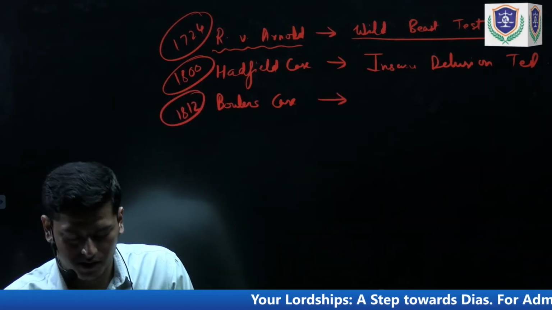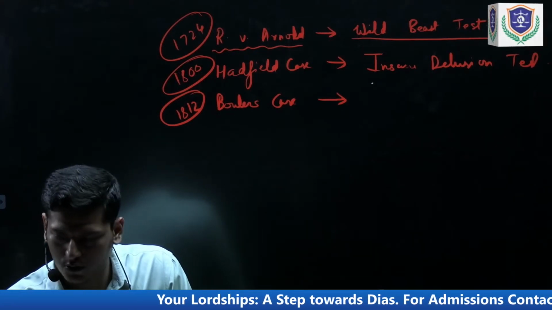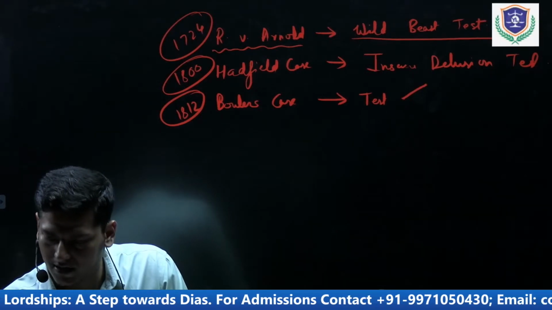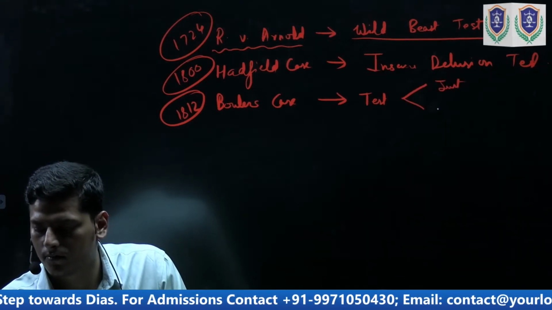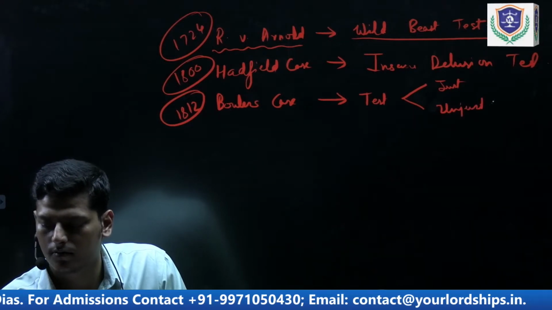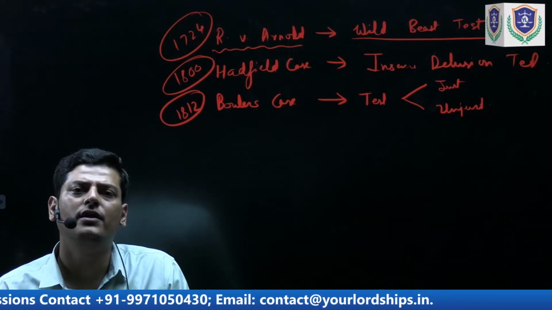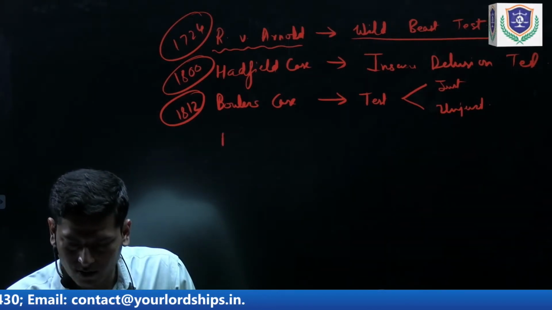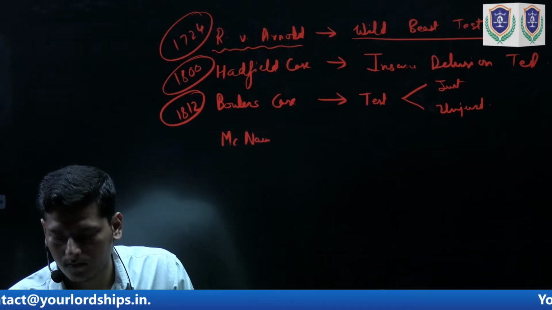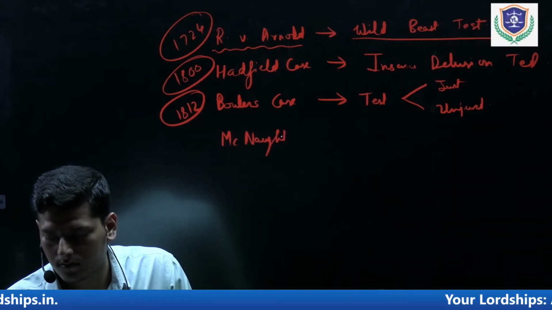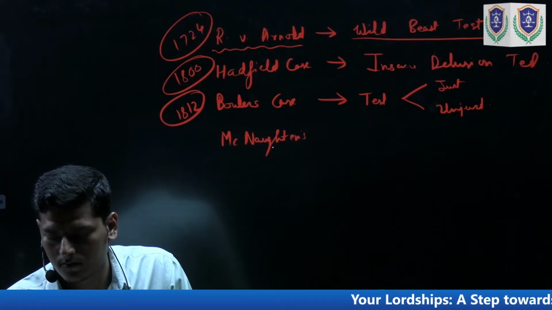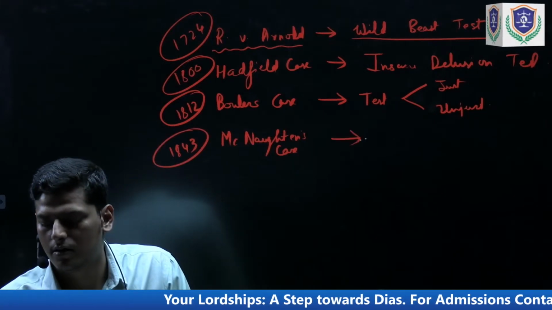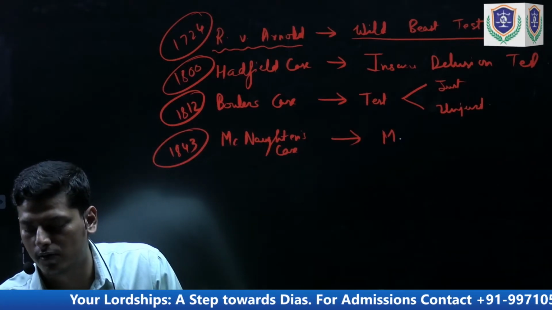In the Bowler's case, the test to distinguish between just and unjust was evolved. Then finally we have the McNaughton case, 1843. इसमें कौन सा टेस्ट इवॉल्व हुआ था? मैकनॉटन्स रूल.